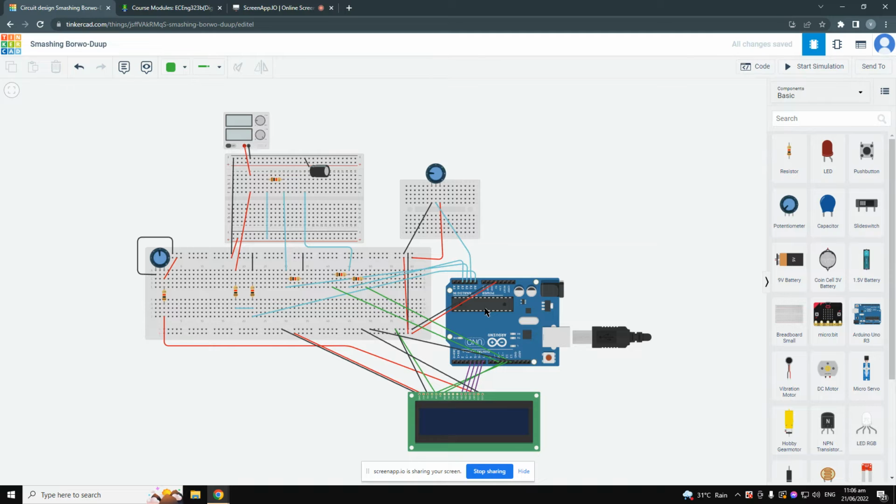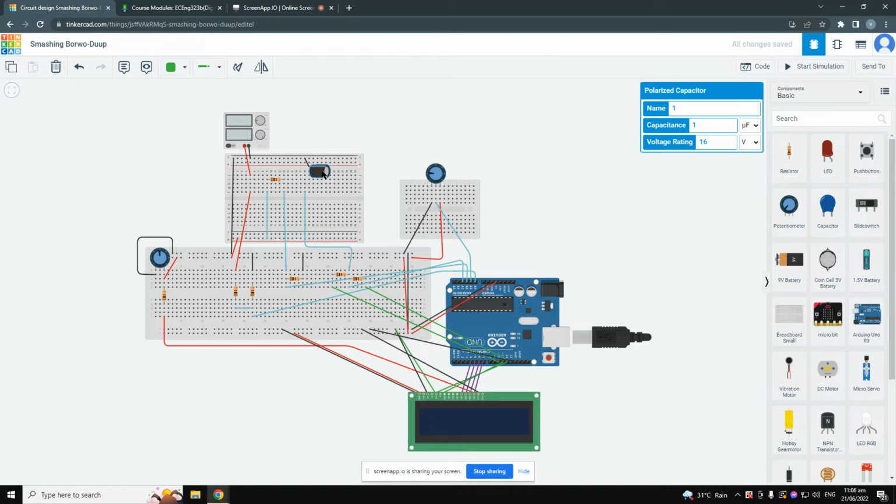First things first, we connect the ground and 5 volts here, and then connect to the top and connect here, and then connect to the other breadboard. Then the power supply connects here, then from here to the resistor, then to the other side of the resistor, then connects to the A0 pin.